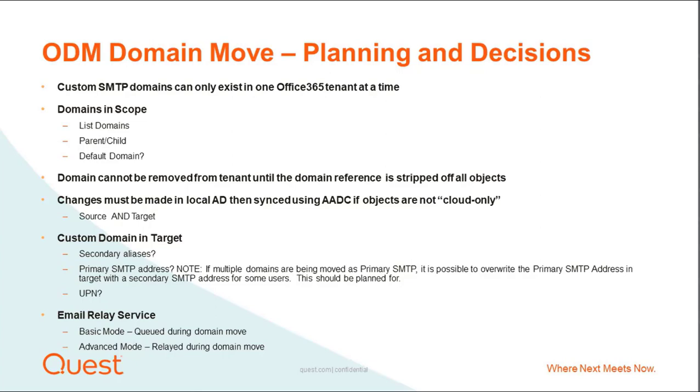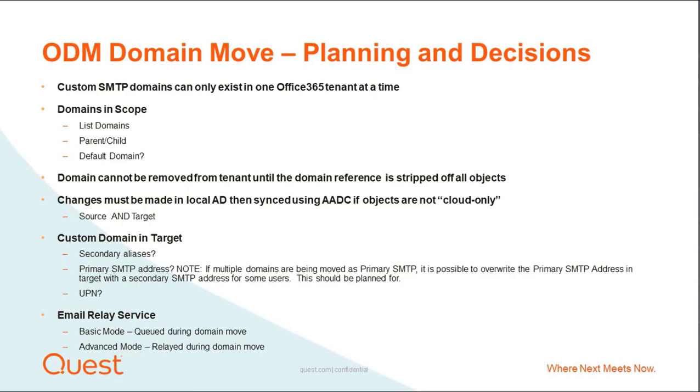Now, in order to remove a domain from a source tenant, there is a requirement. The reference of the domain has to be removed from every object in the source tenant. Only then will Microsoft allow us to remove the domain from the source tenant. Now, there can be two types of objects: objects synchronized from the local Active Directory to the source tenant via AADC, and cloud-only objects. The reference of the domain has to be removed from both of these.